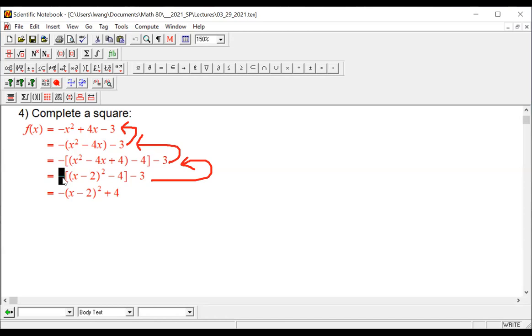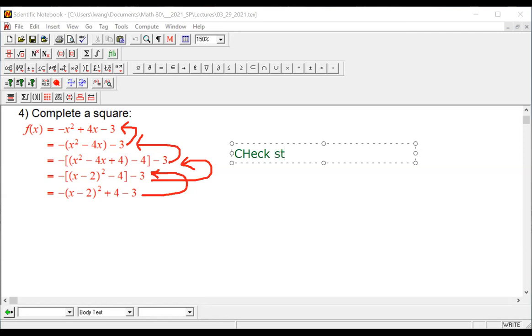So distributing the negative sign to each term, we consider this is 2 terms, 1st term, 2nd term. So -1 times the perfect square, we have a -(x - 2) squared, and -1 times the -4, we get a +4. There's still another -3 there. And once again, every step we go forward and we can go backward, okay? Be sure we always check our steps along the way.